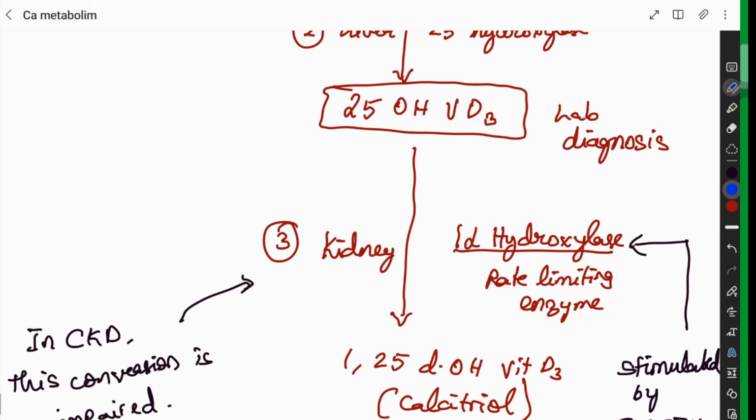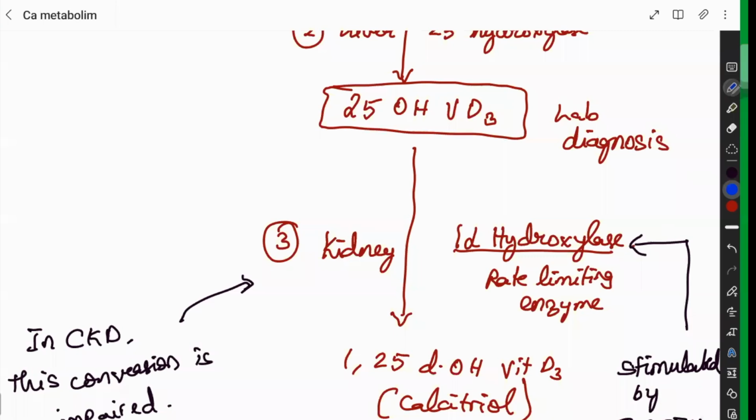So for the active form, who gives it? Your alpha hydroxylase. When there is an inhibition of alpha hydroxylase, there is not going to be active form of vitamin D3. So whenever in a CKD patient there is impairment of this process, there is going to be a reduced level of vitamin D that is necessary for the function. Is it clear? So you have to understand.